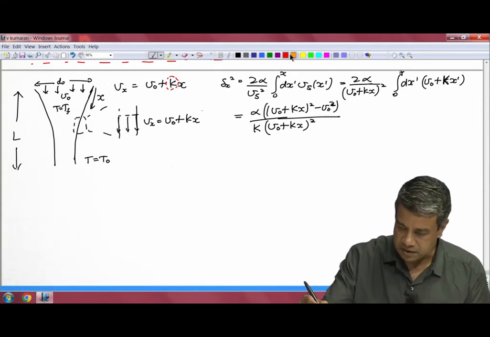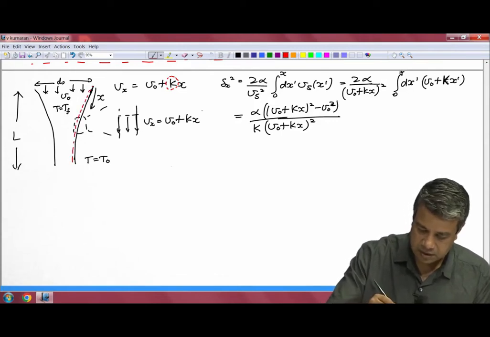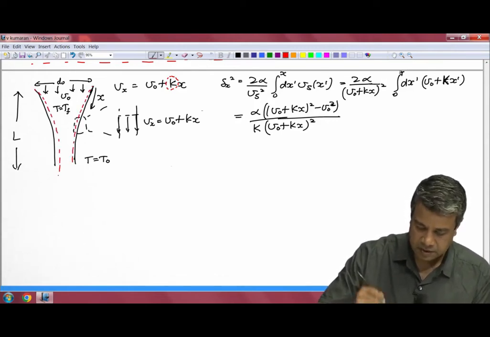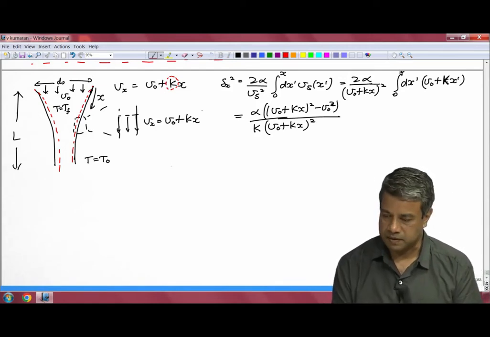Of course, the assumption in this case is that the boundary layer thickness is much smaller than the diameter of the filament. As it is coming down, the boundary layer thickness is much smaller than the diameter of the filament. That is the assumption here.